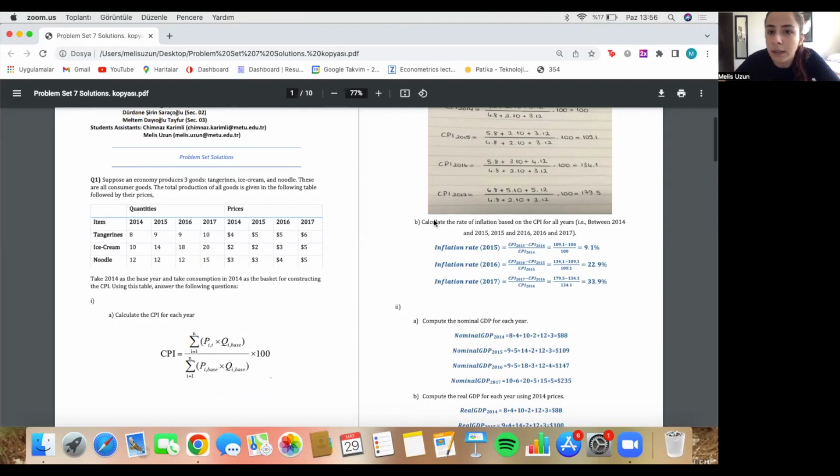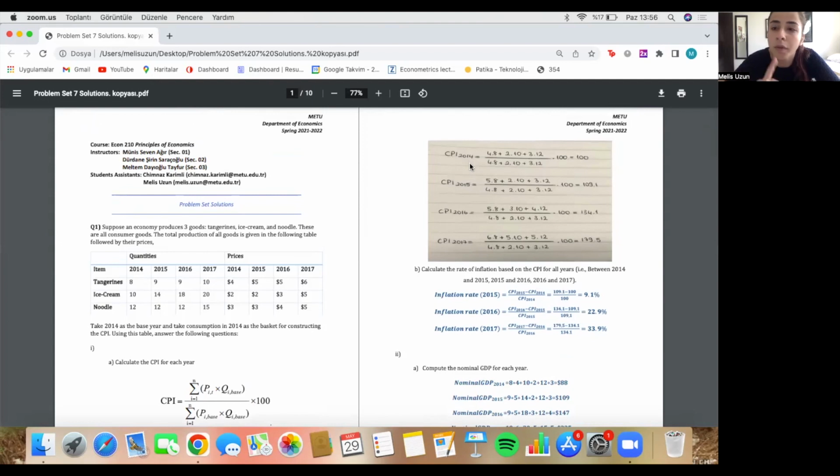If we calculate CPI for 2014, remember that 2014 is our base year. While using this formula, we only use 2014 prices and quantities, because 2014 is also the base year and the question asks us about 2014. So first, let's look at tangerines prices. Tangerines prices in 2014 are $4, and their quantity in 2014 is 8. So we multiply them, you see in here.